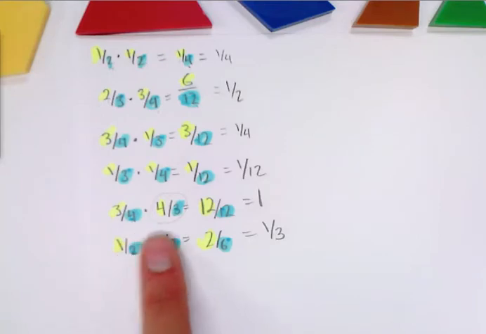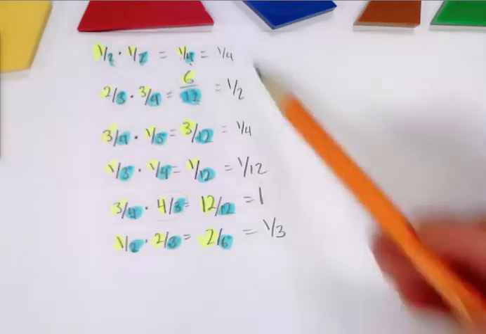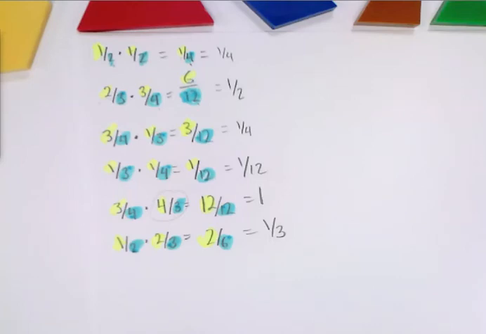Now the same idea is here when we're looking at these, when we do the calculations. We want to first convert them into improper fractions, then multiply, and then at the very end we simplify to get our final answer. So that's the whole idea of multiplying fractions.